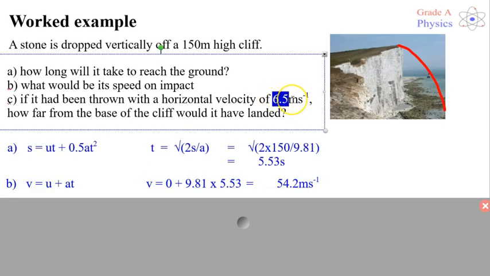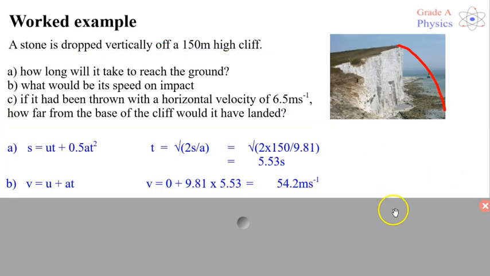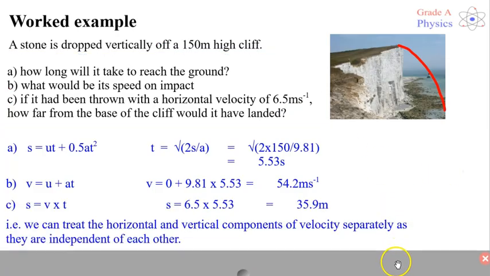We would always ignore air resistance, and that's a reasonable assumption at low velocities. So this becomes a very straightforward calculation. It's just v equals s over t, a constant velocity calculation. So s equals v times t. We've made s the subject. We know the velocity horizontally is 6.5. We know the time is the same as it was before, so we can calculate the horizontal distance, which is 35.9. So this is really important.